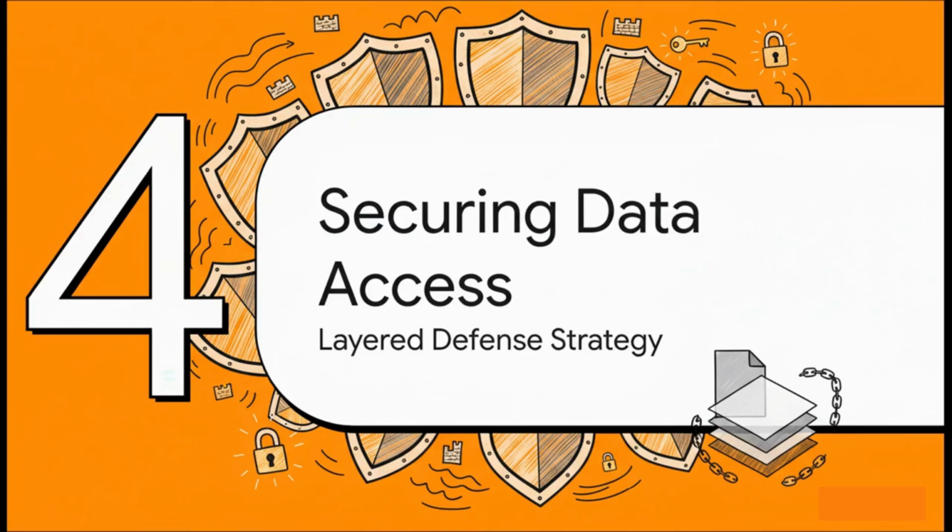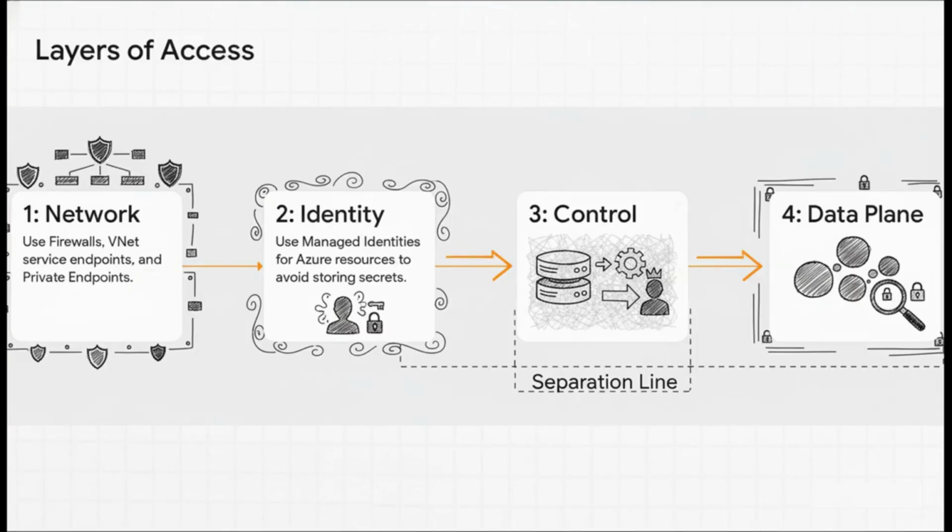Like an onion. You've got to build a defense that starts way out at the network perimeter and goes all the way down to who has permission to touch a single file. So, the most important idea to grasp here is this separation between the control plane and the data plane. Let me break that down.